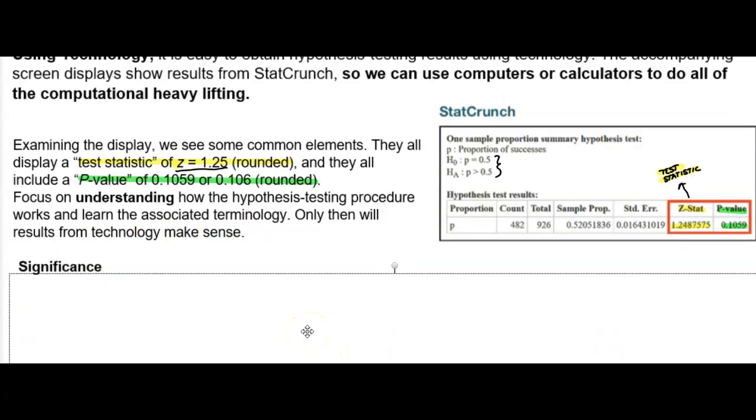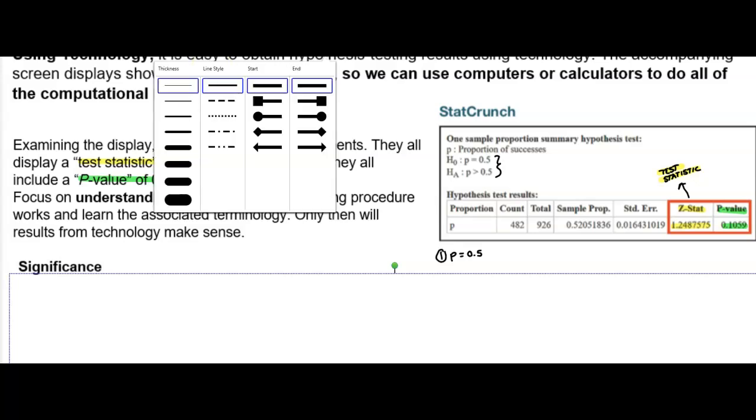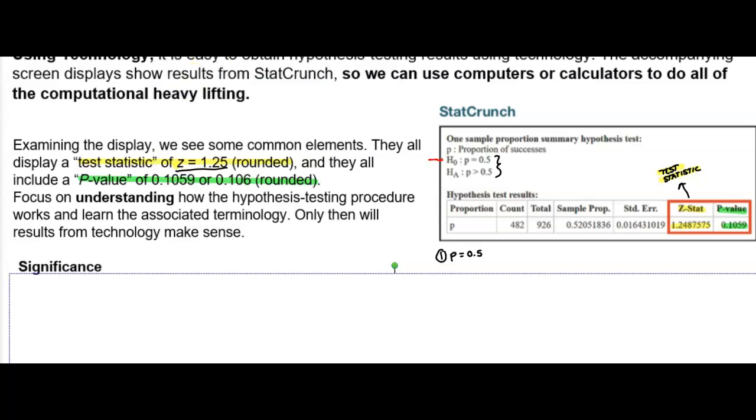So let's take a look at this screen. What are the things that we need to make note of? Well, we want to identify the following. Number 1, we know that p is equal to 0.5. And where do we get that? Well, we get that from here. So there is p equal to 0.5.